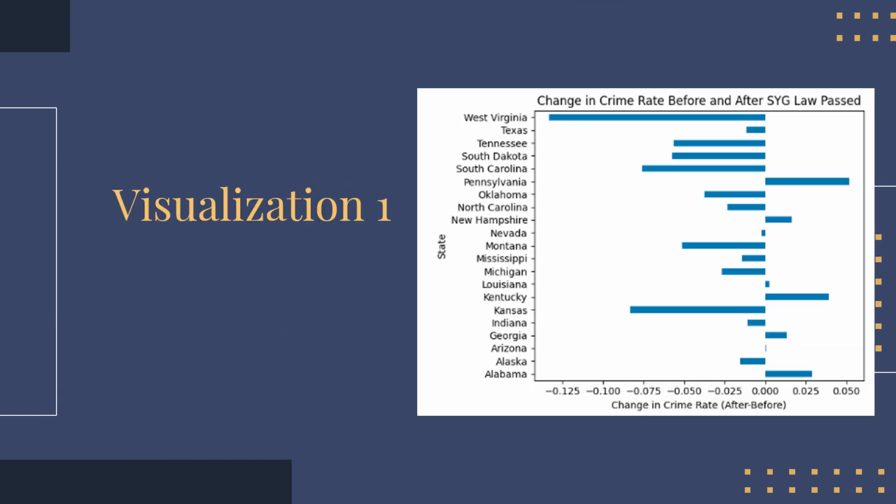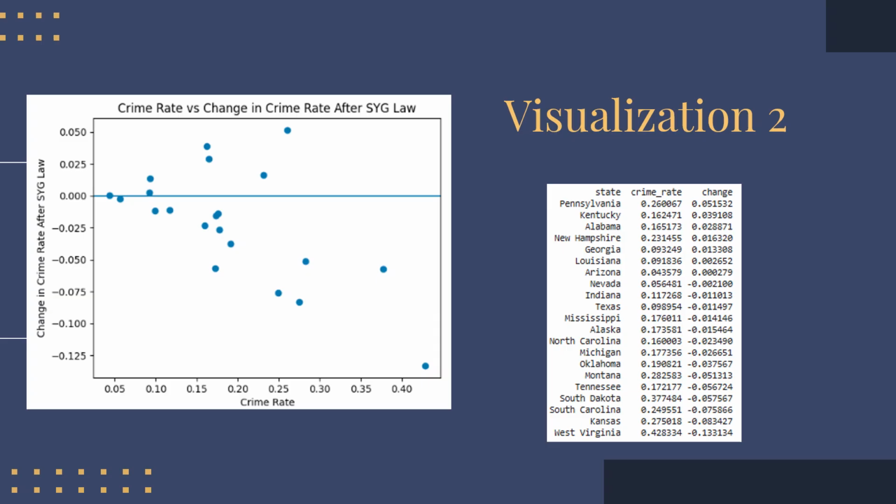So for our first visualization, we were able to compare the states who had already passed a stand your ground law and compare the change in crime rate before and after. We see that West Virginia had a huge drop in how much crime they had before and after they passed their stand your ground law, versus all the states that did increase had very little increase, if at all. For visualization 2, we saw that states that already had higher crime rates were more likely after passing a stand your ground law to drop further than states with lower crime rates, which had very minimal change.